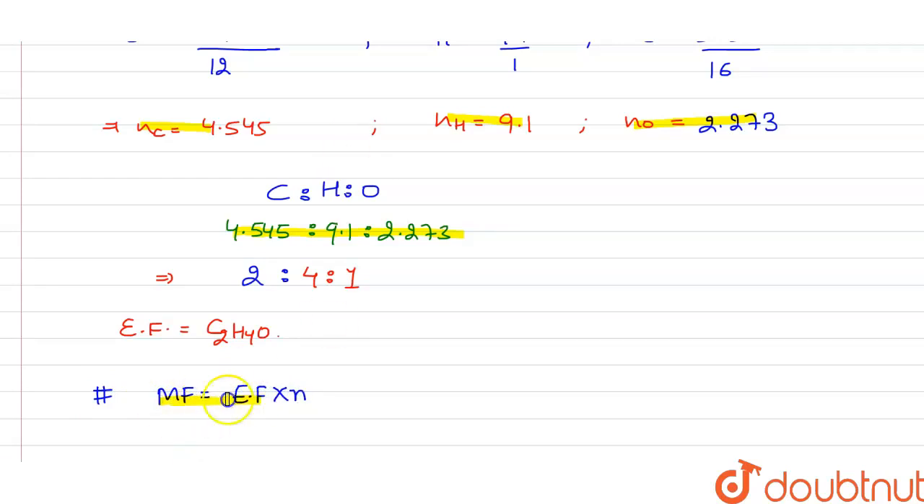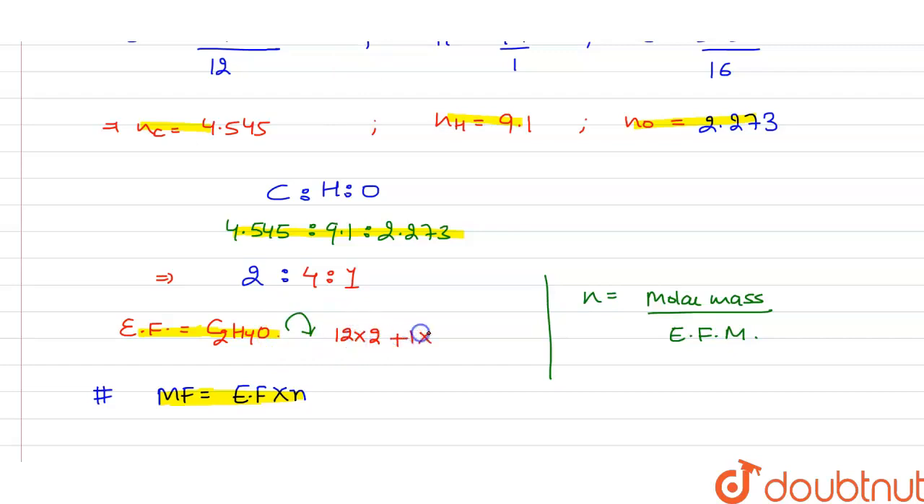Now in order to find the molecular formula, we just multiply the empirical formula by n, where n is an integer. It can be 1, 2, 3, 4, anything. The value of n will be equal to the molar mass, or you can say the molecular mass, divided by the empirical formula mass. So we can easily find the empirical formula mass. We know that the atomic mass of carbon is 12 and we have 2 carbon. The atomic mass of hydrogen is 1 and we have 4 hydrogen, and the atomic mass of oxygen is 16.